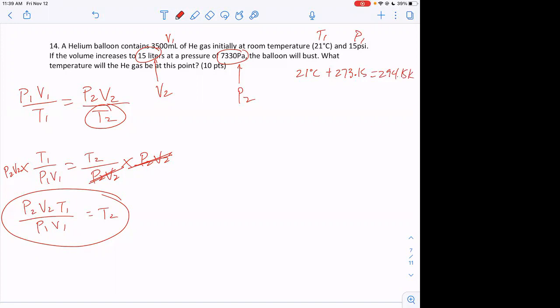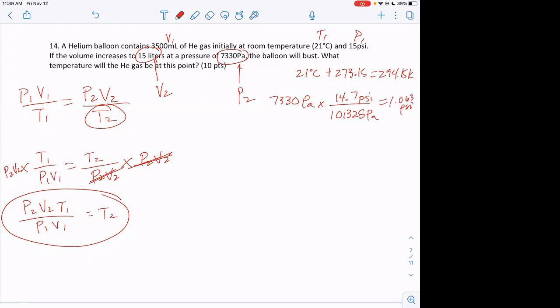And then I'm just going to convert the pascals to PSI. So P2 here is 7330 pascals. And the conversion was this: 101,325 pascals equals 14.7 PSI. And when you do that, I think that's where you get the 1.063 PSI.